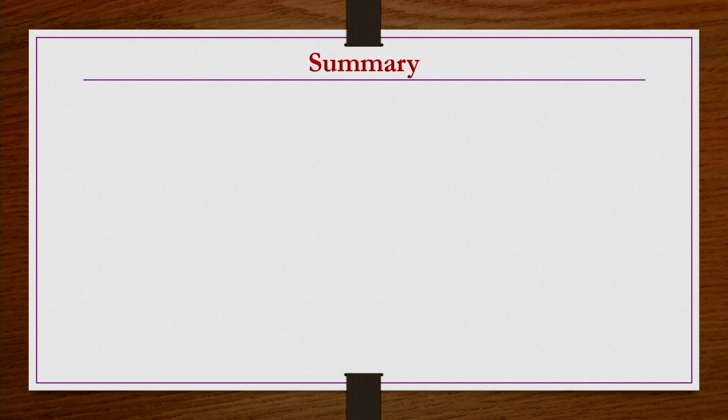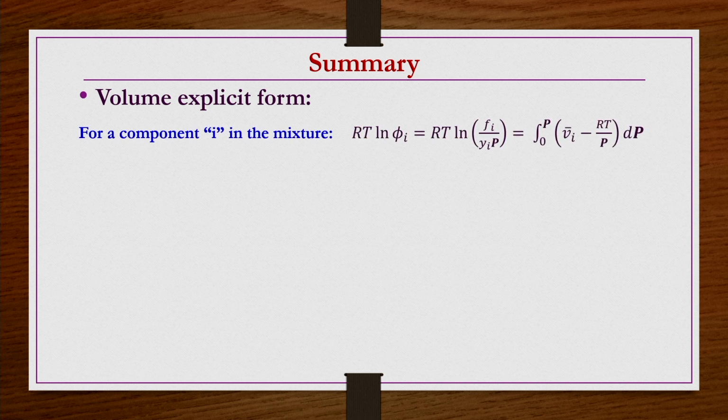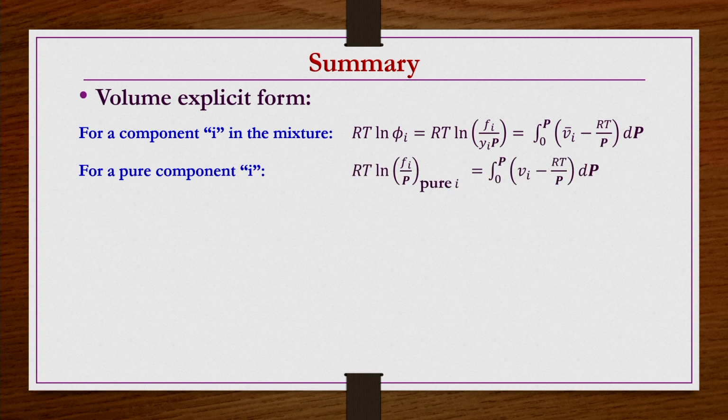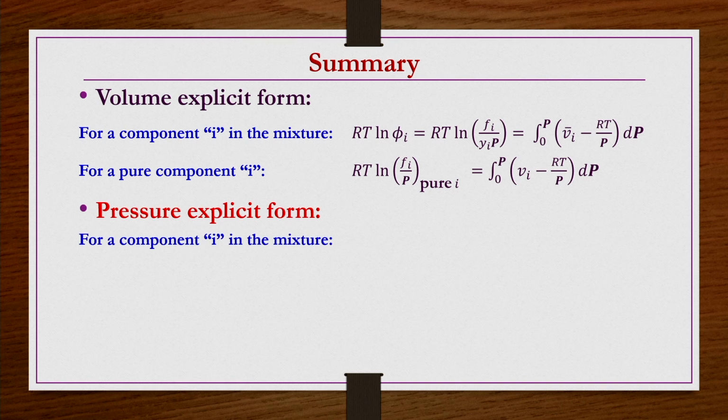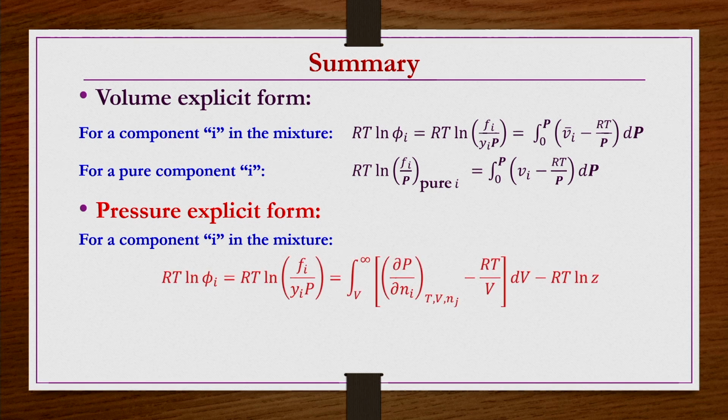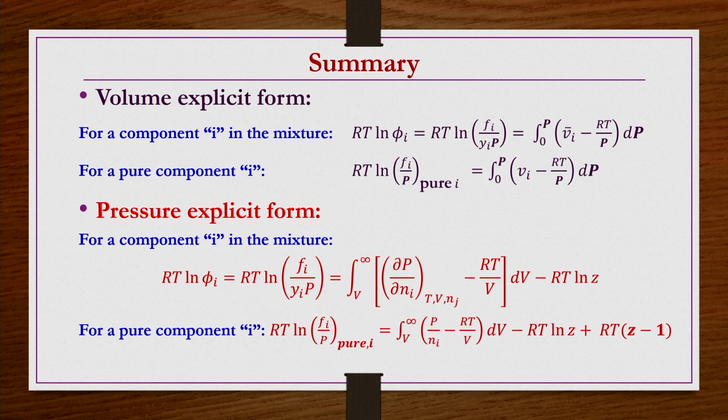So, in summary, if you have the equation of state in volume explicit form, then for a component I in the mixture you can use this equation. If the component is pure component I, then you can use this equation to get the fugacity of that pure component I. But if you have the equation of state in pressure explicit form, then for a component I in the mixture, you can use this equation to get the fugacity coefficient of component I in the mixture. And if the component is pure, then you can use this last expression to get the fugacity of that component in pure form.